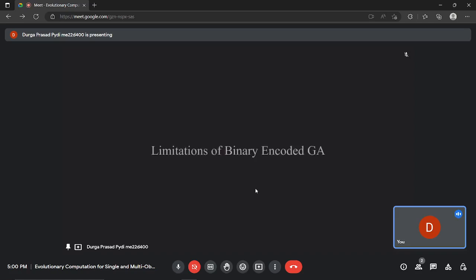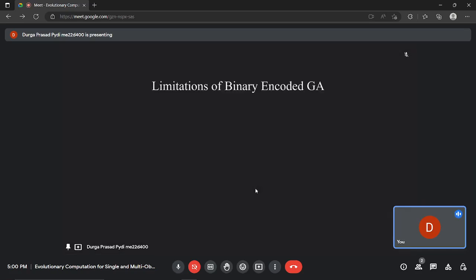Over the last week, we learned about some of the limitations of binary encoded genetic algorithm. In binary encoded genetic algorithm, what we essentially do is we have some individuals which we represent using binary encoding. So what is the problem with that? The first limitation with such techniques is that your search space becomes discrete.